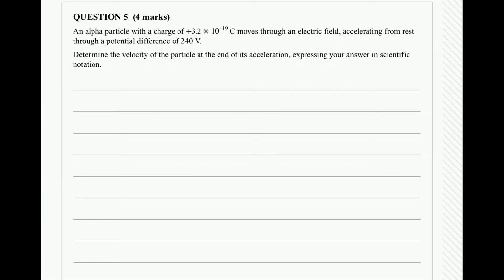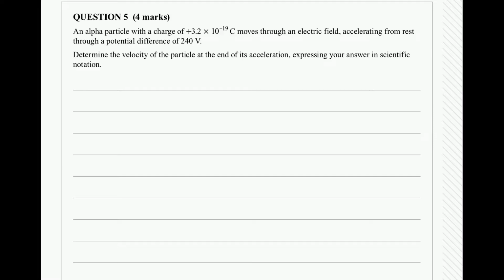All right, question 5. An alpha particle with a charge of positive 3.2 times 10 to the negative 19 coulombs moves through an electric field, accelerating from rest through a potential difference of 240 volts. Determine the velocity of the particle at the end of its acceleration, expressing your answer in scientific notation. So we'll leave the scientific notation for the last step.